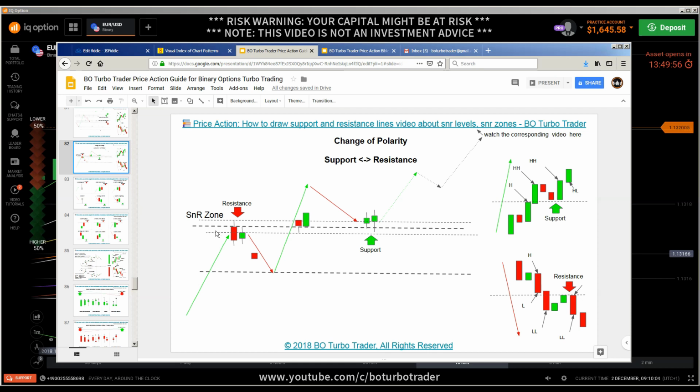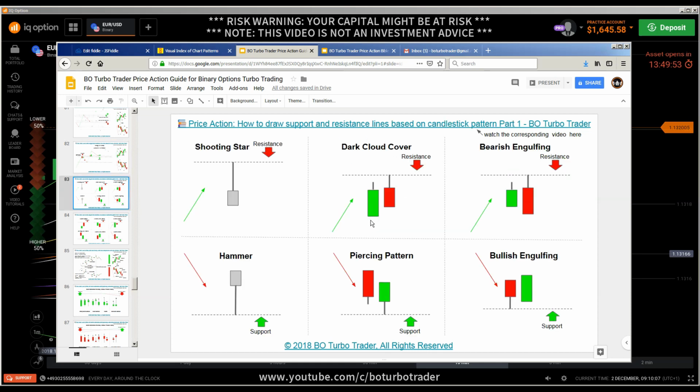You see here, for example, the dark cloud cover is an inside bar fake breakout, and the bearish engulfing candle is an outside bar fake breakout, and that is nothing else than a hammer. The upper shadow of a shooting star is a resistance, the higher high of both candles of the dark cloud cover is also resistance, and the higher high of both candles of the bearish engulfing candle can also be a resistance. If you get 3-bar candlesticks like the evening star, then the higher high of the 3 candles of the evening star also acts as resistance. That is what you should know.